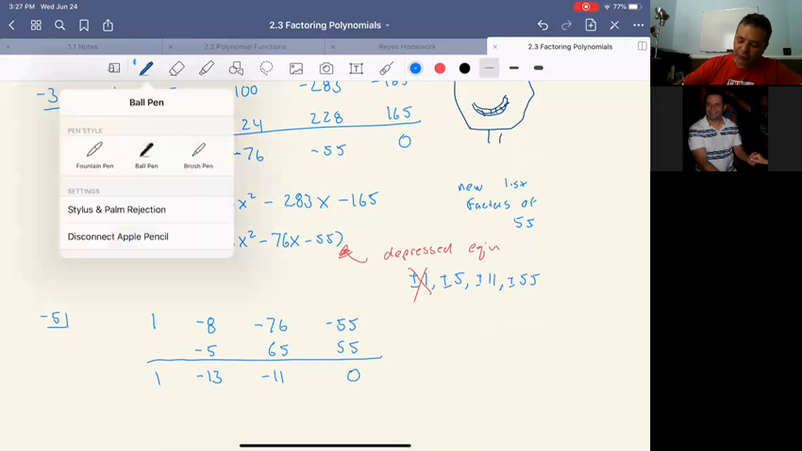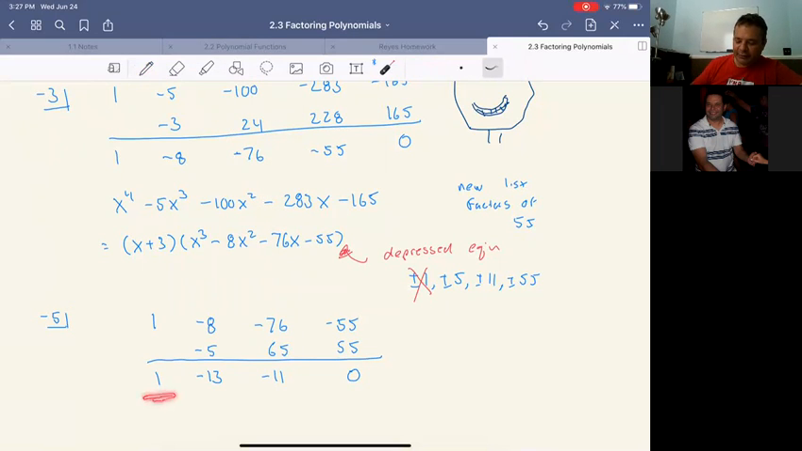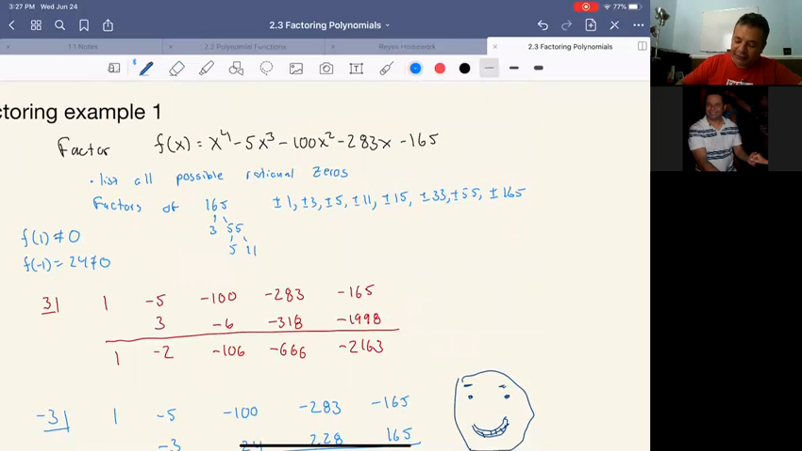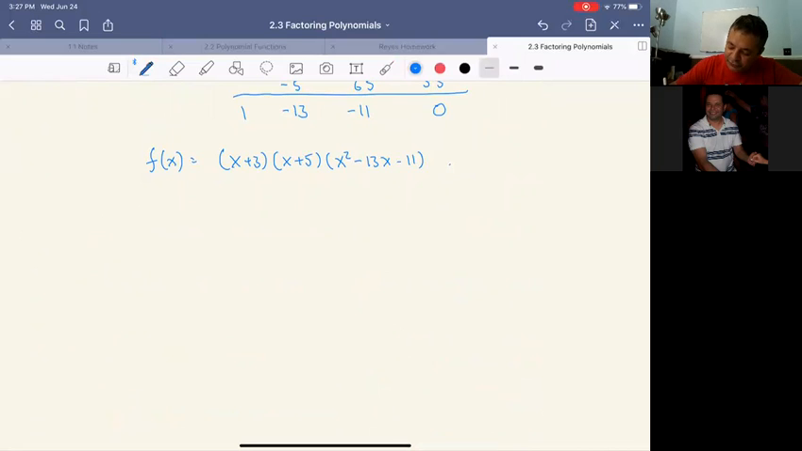Okay, so our new equation is going to be x squared minus 13x minus 11. So our full equation is now x plus 3, x plus 5, x squared minus 13x minus 11. So that's our original expression factored. Now our rational roots are -3 and -5. We can still factor this though, but we can no longer keep our answers rational.